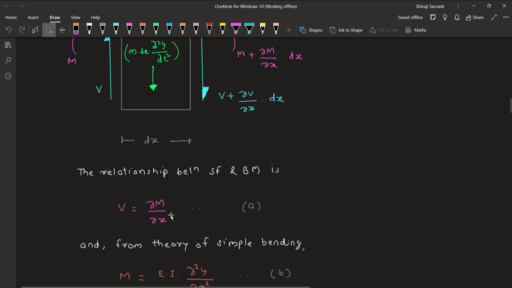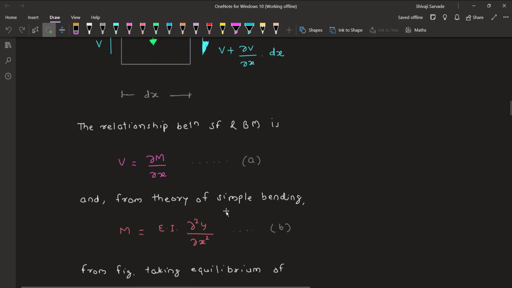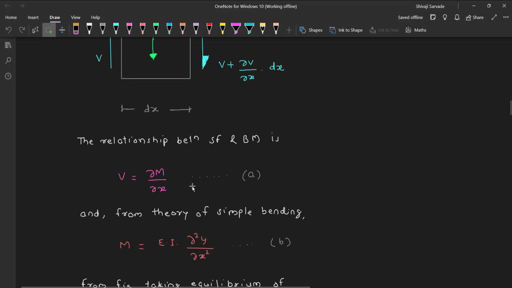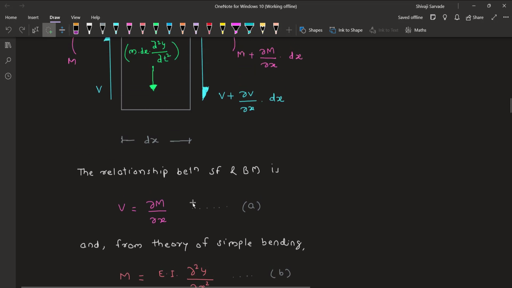So V is equal to ∂M/∂x, and from the theory of pure bending or simple bending we also know M is equal to EI into ∂²y/∂x². Here we are using ∂²y upon ∂x² because we are taking partial differentiation with respect to space, not time. Now these two relations are important because we will be using them to get our differential equation.